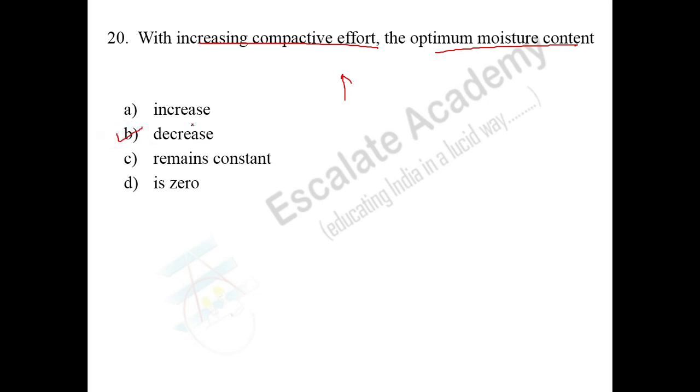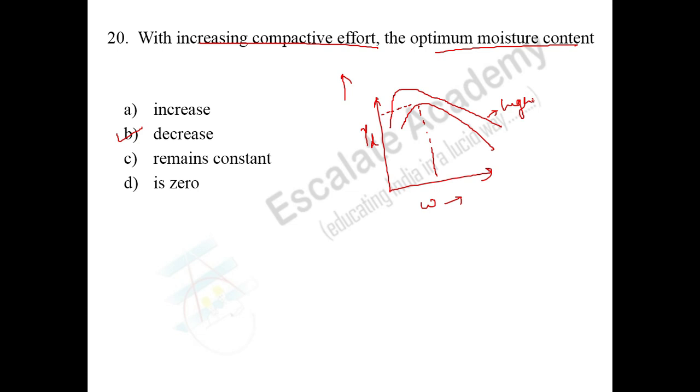Let's see how. This is the graph obtained for optimum moisture content, and it is obtained like this. It is a graph between dry density and water content. This is the water content, and this is the dry density. Now if we increase the compactive effort, this is the higher effort applied.